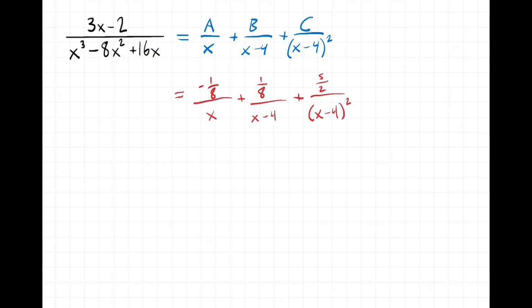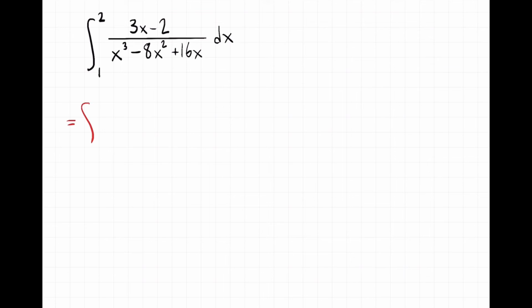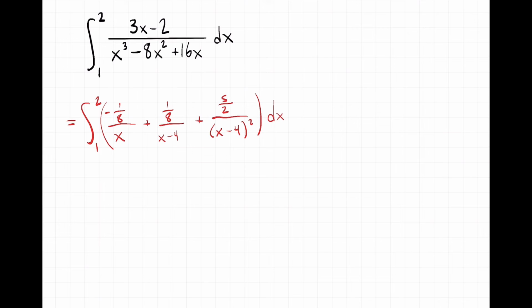So now we're ready to go. We can fill this back into our original integral and then solve the integral. Let's go back to our original integral and work it out. This equals the integral from 1 to 2 of 1/8 over x. Oops, that's a negative 1/8, isn't it? Plus positive 1/8 over (x minus 4) plus 5/2 over (x minus 4) squared. And this whole thing is times dx. So we'll just solve the integral.